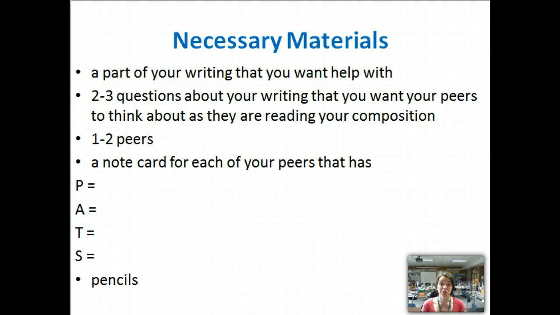So you have a few materials that you'll need to get together for our PATS. The first thing would be to choose a part of your writing that you want help with. The second thing, you need to write 2 to 3 questions about your writing that you want your peers to think about as they are reading your composition. Another thing is you need to have 1 or 2 peers who will help you with revising your writing through the PATS process. You also need a note card for each of your peers that has P equals, A equals, T equals, and S equals. And you'll find out what each of those letters means in this presentation. And finally, you'll each need a pencil for every member in your group.